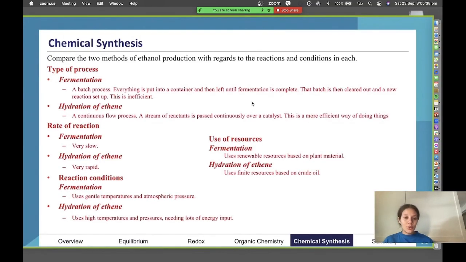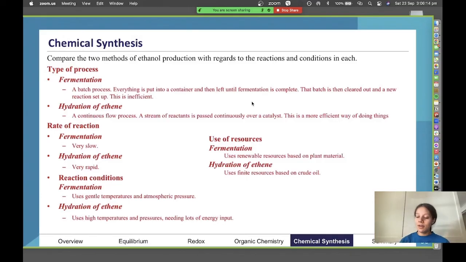So we have two main processes. The first one is fermentation. The second one is hydration of ethene. Fermentation is basically a batch process. What you do is you take your organic matter and leave it in a container until fermentation is complete. It's fairly inefficient though. Then hydration of ethene is where we take ethene, we hydrate it with water, and that turns it into our ethanol. So it's a little bit more efficient.